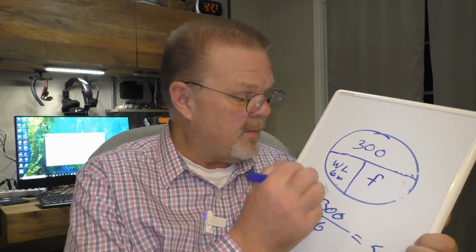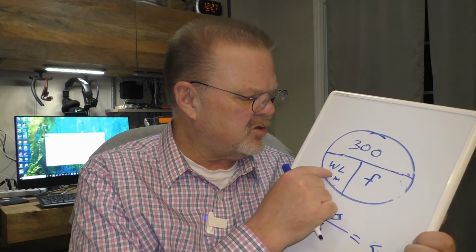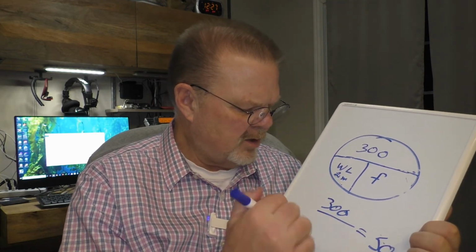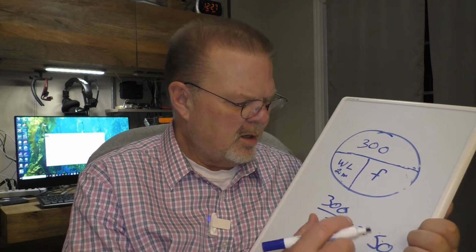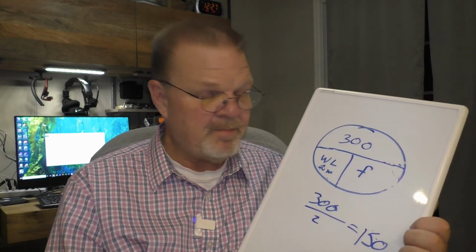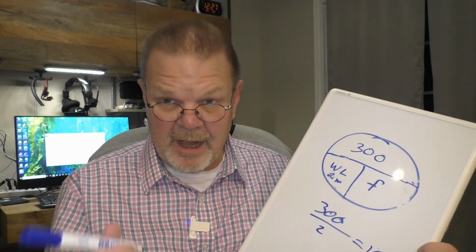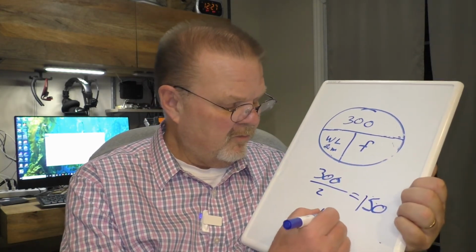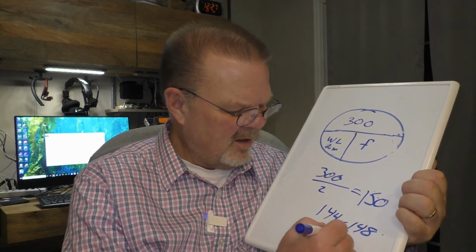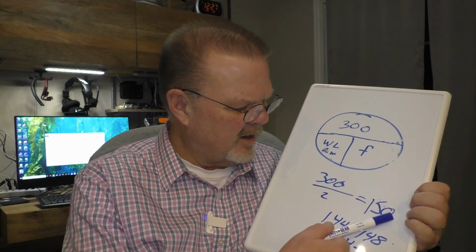How about the 2 meter band? Okay, so let's change this to 2. And we'll divide this by 2. Now, 300 divided by 2 is actually 150. The 2 meter band that the hams use is 144 to 148 megahertz. There you go. There's your answer.